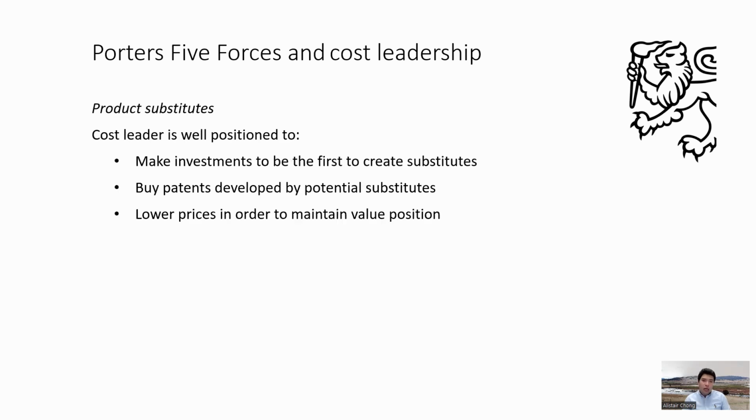In terms of product substitutes, a cost leader is also well positioned to make investments to be the first to create product substitutes because they have the economies of scale and often have what we call vertical integration, which we'll talk about a bit later on. These organizations are able to buy patents developed by potential substitutes, as well as price something so low that it's not worth other organizations doing the research and development on these.